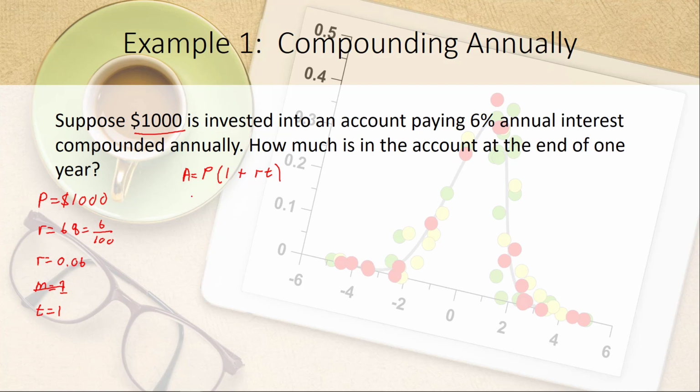Okay, so we can put all these values into our formula, and we have that A is going to be equal to 1,000 times 1 plus 0.06 times 1, and that will be 1,000 times 1.06, and that will be $1,060.